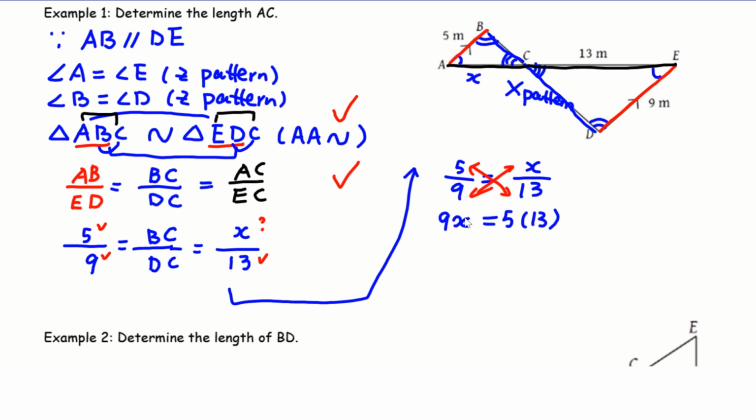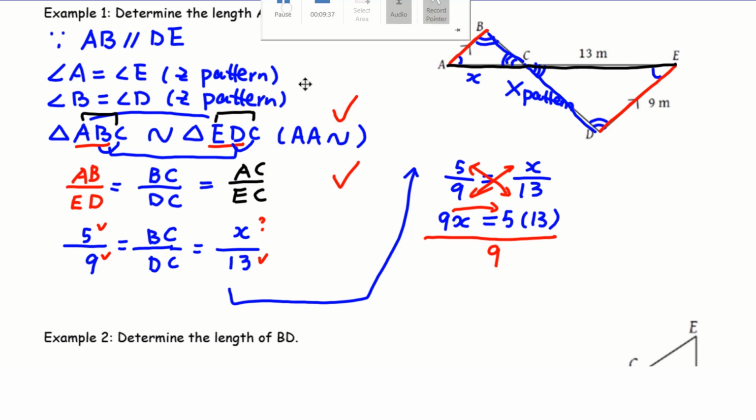Then in order to solve for X, this is a linear equation. We do the opposite operation by bringing the 9 to the other side. 9 times X, the opposite operation is division. Then use your calculator, and we can find that X equals numerator times numerator, denominator times denominator, so we have 65 over 9. You could just leave it as a fraction.